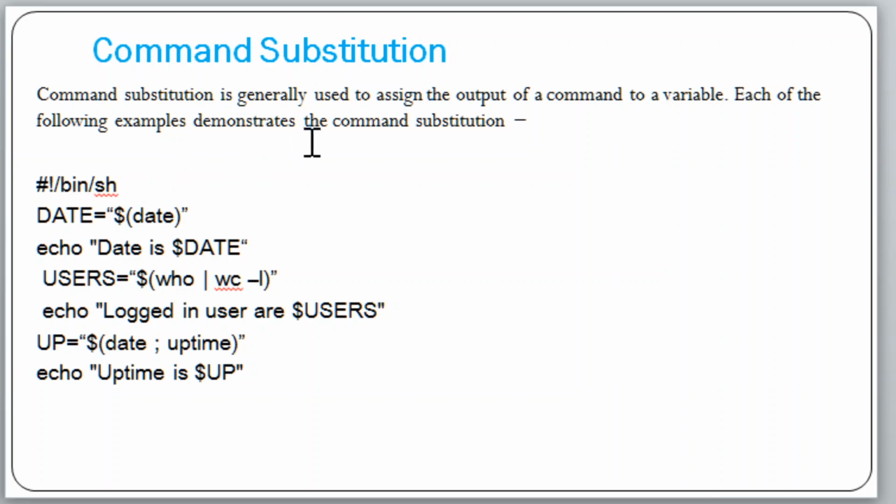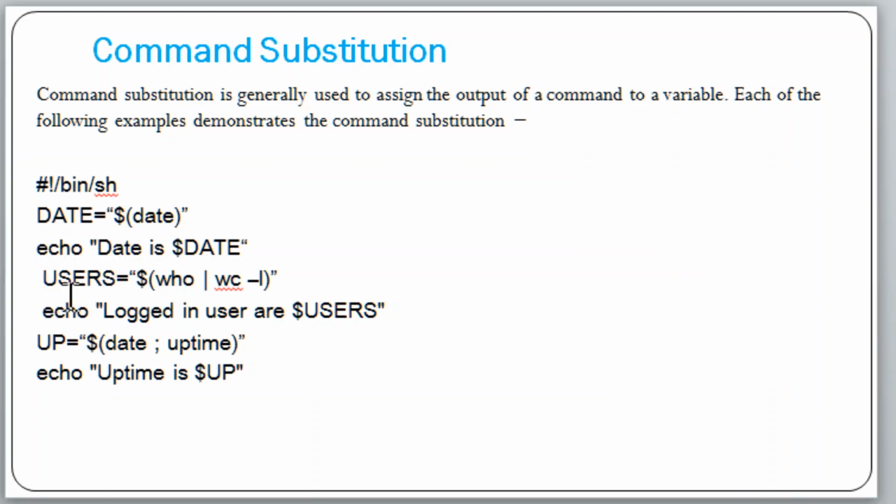Command substitution is generally used to assign the output of a command to a variable. Each of the following examples demonstrates a command substitution. So we actually set date equal to the date command. Okay. So we could echo "date is" and the date command. It would actually display the output of the date command. Okay.